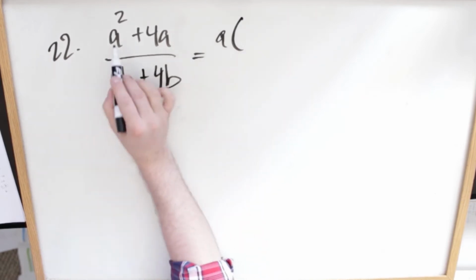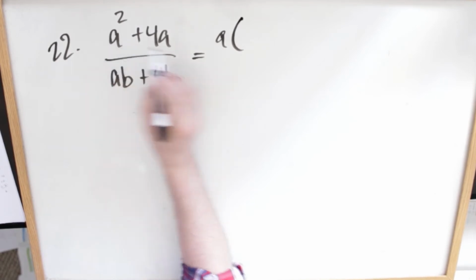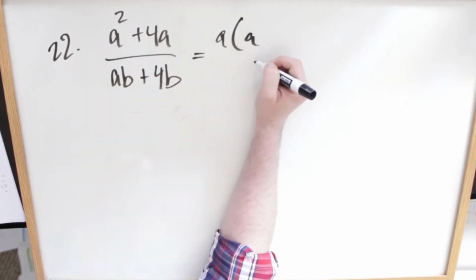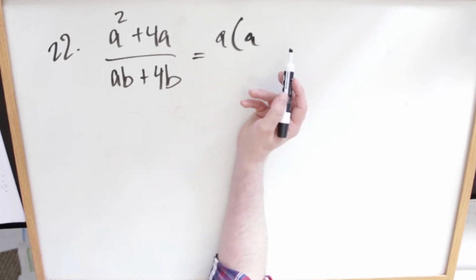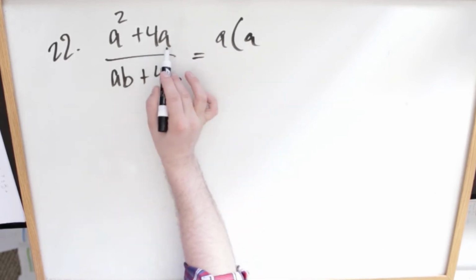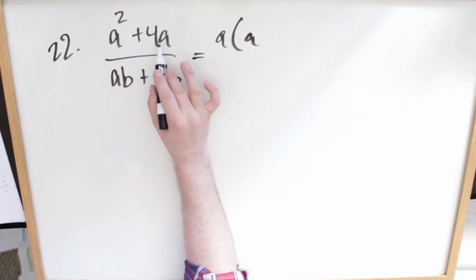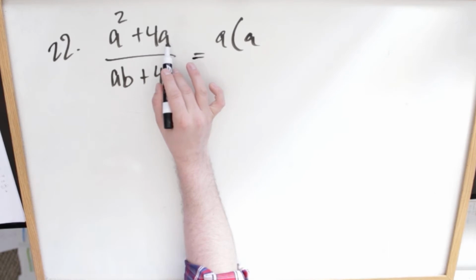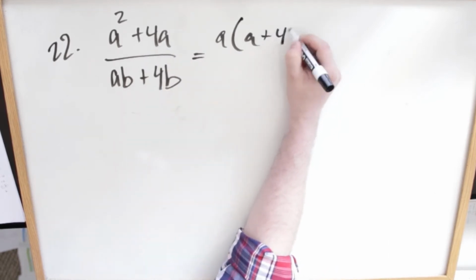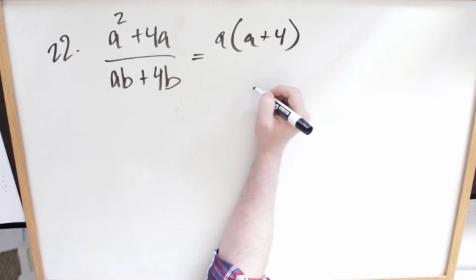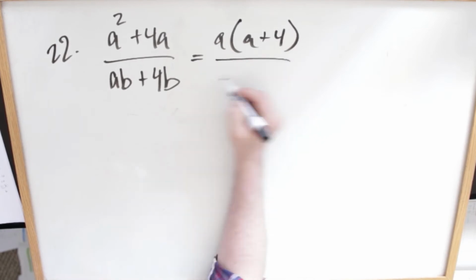The piece that I pull out of the a squared, what's remaining is just going to be an a. You can test it out for yourself. If you multiply these two things together, you're going to get an a squared. Now what about the second piece? If I pull an a out in front of the entire expression, what's remaining in the 4a? If I take an a out of the 4a, I'm left with a plus 4.